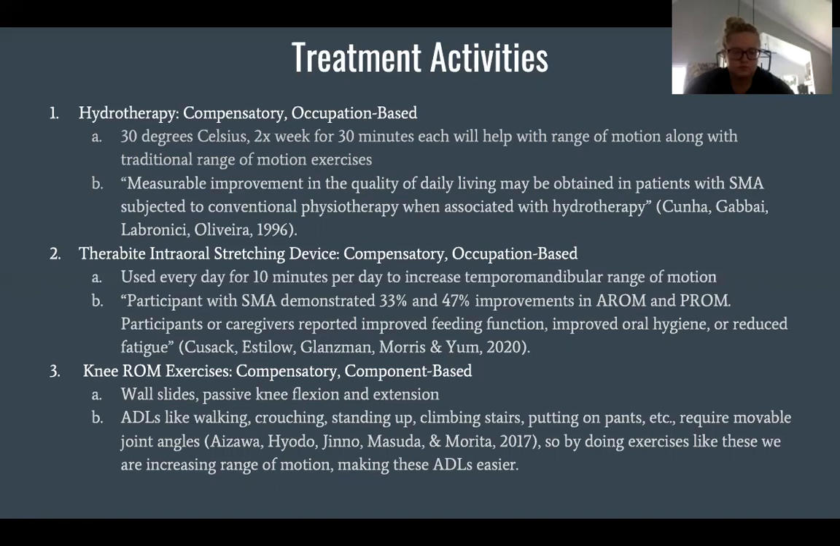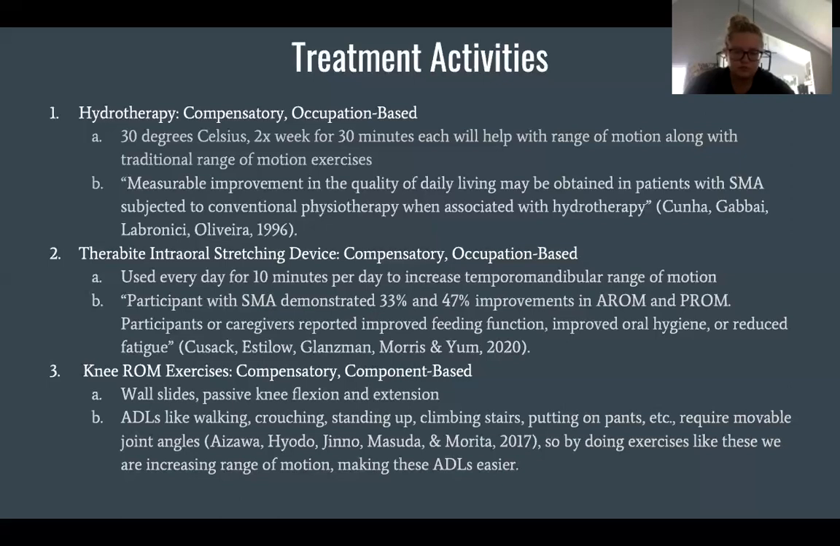The second article we found mentioned Therabite intraoral stretching advice. And this is going to be used every day for 10 minutes per day to increase temporomandibular range of motion. And they found that participants with SMA demonstrated 33% and 47% improvements in AROM and PROM. And participants or caregivers reported improved feeding function, improved oral hygiene, and reduced fatigue.